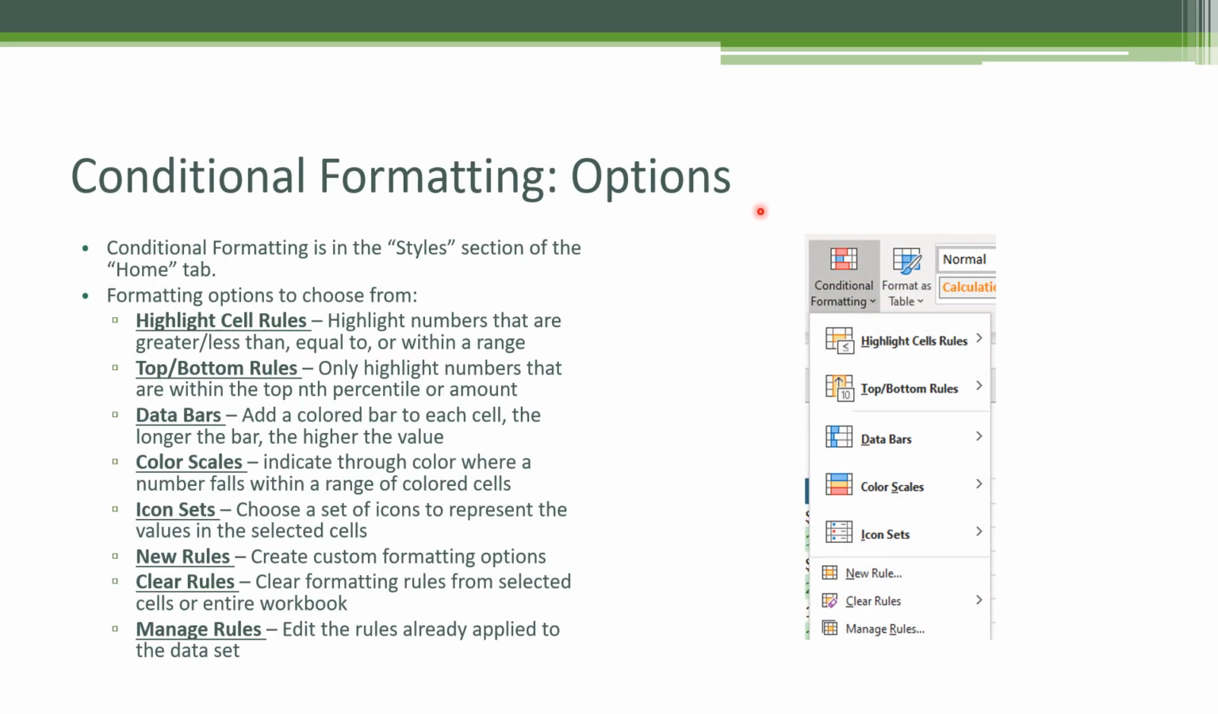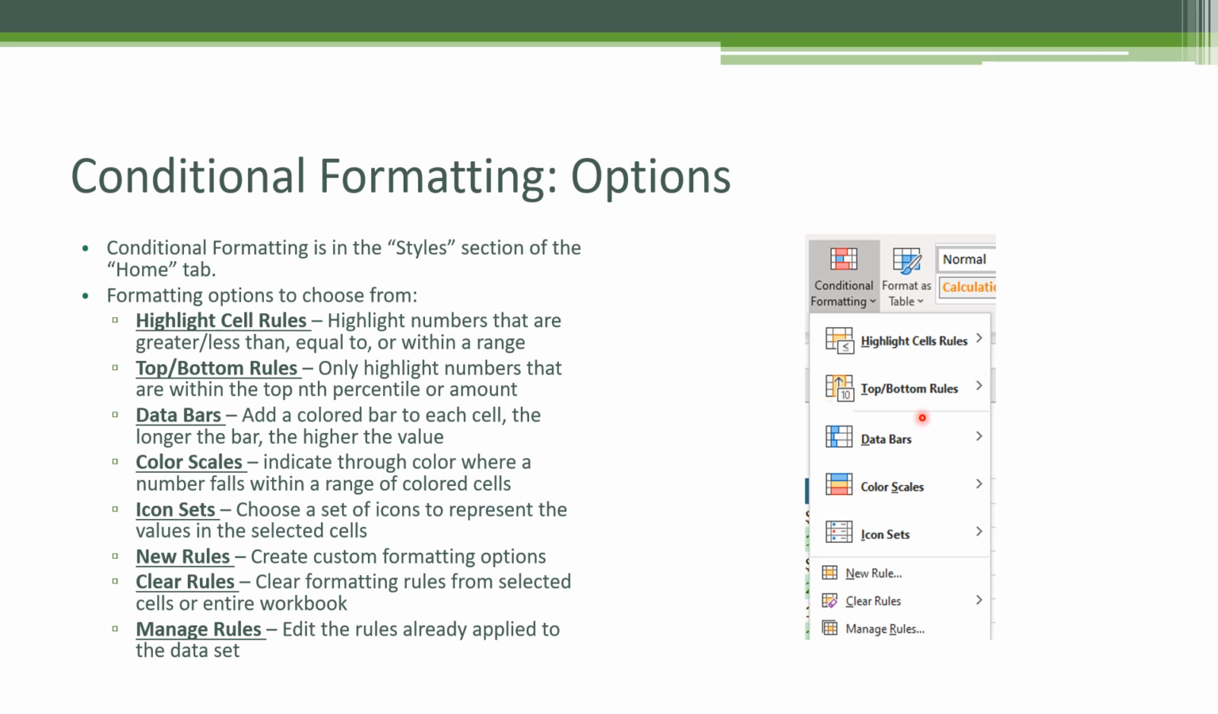So there's a variety of different options within conditional formatting. It's located within the Style section of the Home tab. Here is what it'll look like when you press the drop-down arrow. So for the highlight cell rules, this allows you to highlight numbers that are greater than, less than, equal to, or within a range. This is good for when you're just trying to see which numbers fall within a certain category or within a certain range.